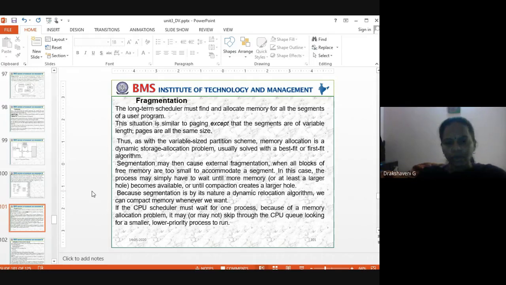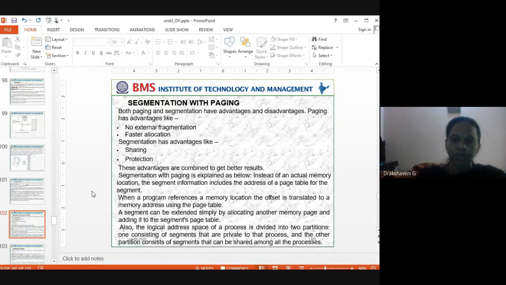If the CPU scheduler must wait for one process because of a memory allocation problem, it may skip through the CPU queue, looking for a smaller, lower priority process to run.